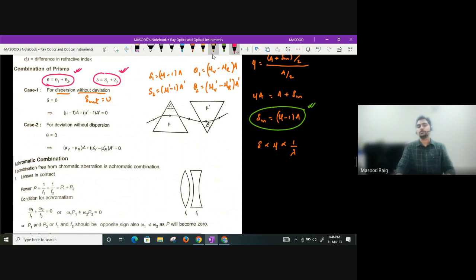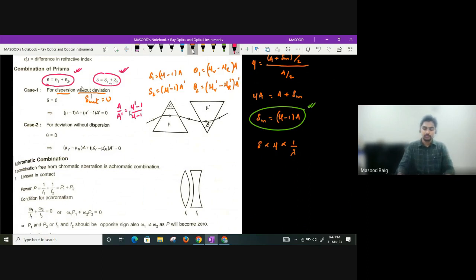Whenever we are taking a combination of prisms, net dispersion is the sum of individual dispersions, and net deviation is the sum of individual deviations. Two cases will arise: deviation should be there but dispersion should not, or dispersion should be there but deviation should not. So when there is no deviation, net deviation will be 0, and I will get this formula, guys. If they ask you to find the ratio of A by A dash, I can write it as minus (mu dash minus 1) divided by (mu minus 1). The minus sign indicates that they are inverted prisms, guys.